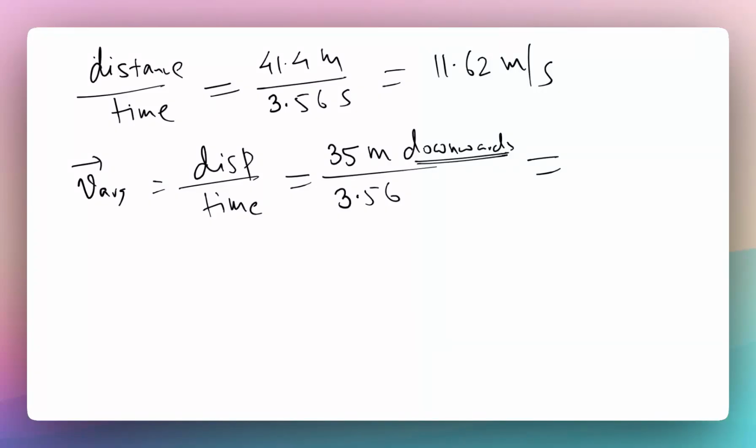So we are going to do 35 divided by 3.56. That's going to be 9.8 meters per second downwards. Okay, so everything is in order. So this is how we can solve this problem. This is a very good problem which can clear the concepts of your understanding of the acceleration using different kinematical formulas, understanding the difference between speed and velocity, and things like that. So enjoy.